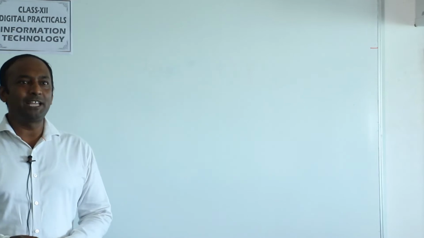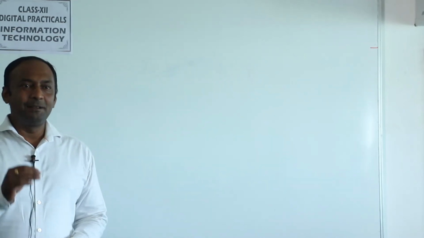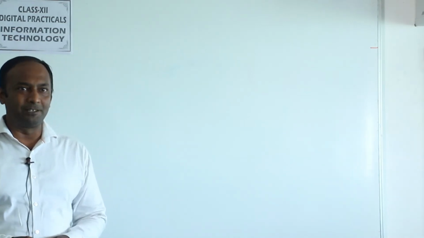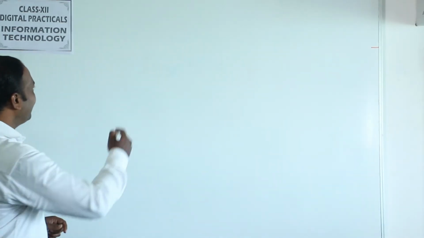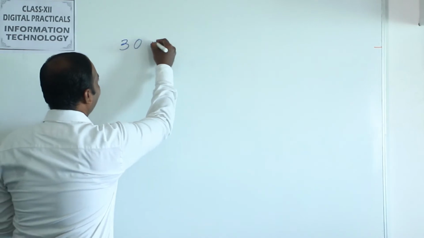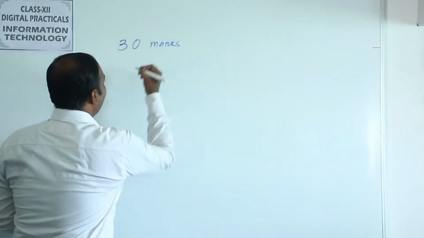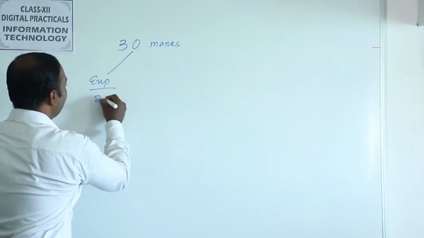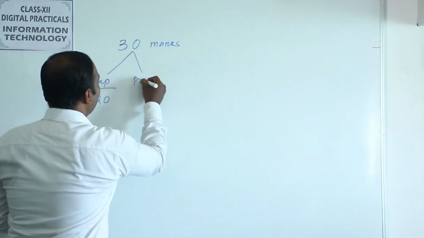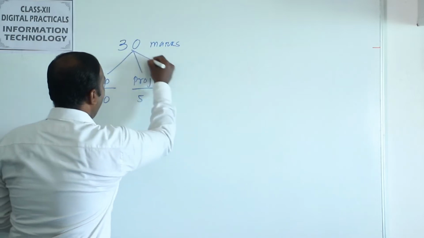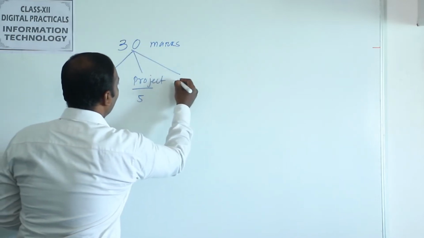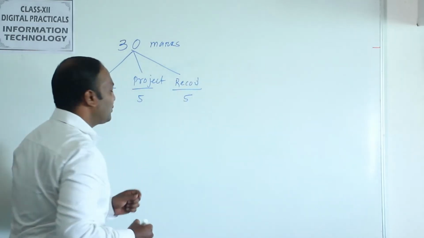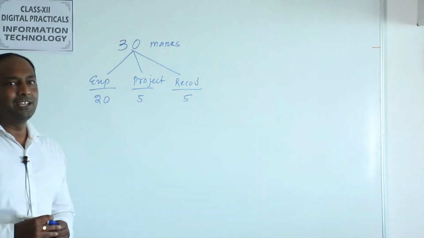So, in plus 2 second year CHSE syllabus, mainly the practical consists of 30 marks and theory consists of 70 marks. Out of those 30 marks in the practical, the practical experiment contains 20 marks, project contains 5 marks, and your practical record contains 5 marks. So the total 30 mark distribution is like this.